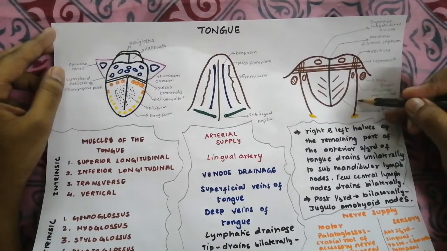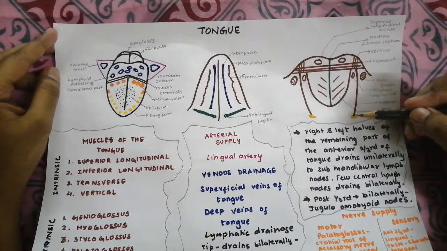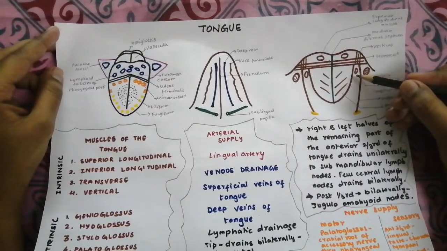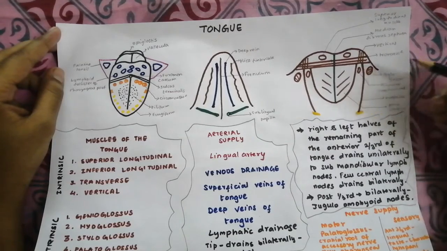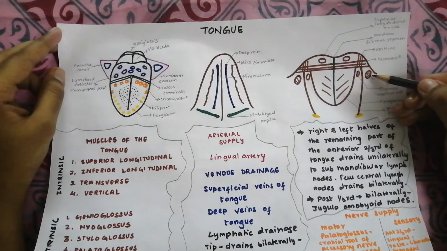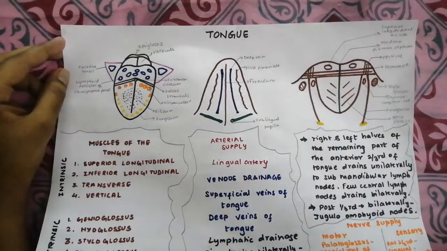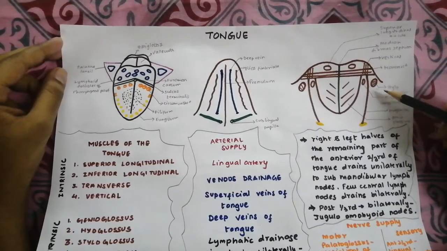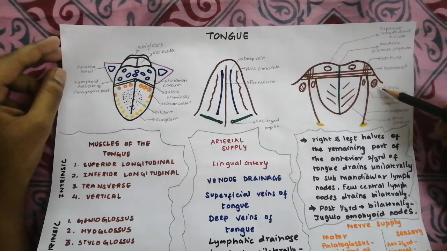Hyoglossus muscle has its origin from the greater cornu of the hyoid bone and the lateral surface of the body of the hyoid bone, and it is inserted into the side of the tongue between your inferior longitudinal muscle and your styloglossus muscle. So styloglossus muscle has its origin from the styloid process and it is inserted into the side of the tongue. The function of the styloglossus muscle is, when we are swallowing, it pulls the tongue upward and backwards.